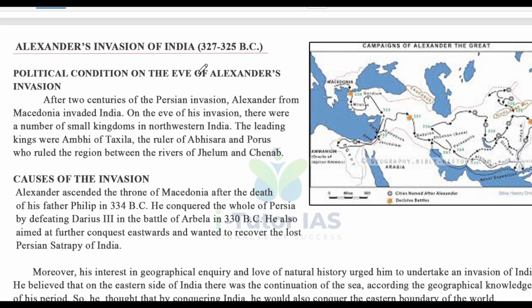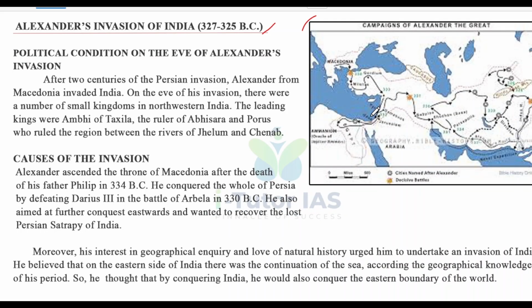Next is Alexander's invasion of India. The time period is 327 to 325 BC. The campaigns of Alexander the Great are shown on this map; you can google it, that will make it more clear for you. Please google these campaigns of Alexander.